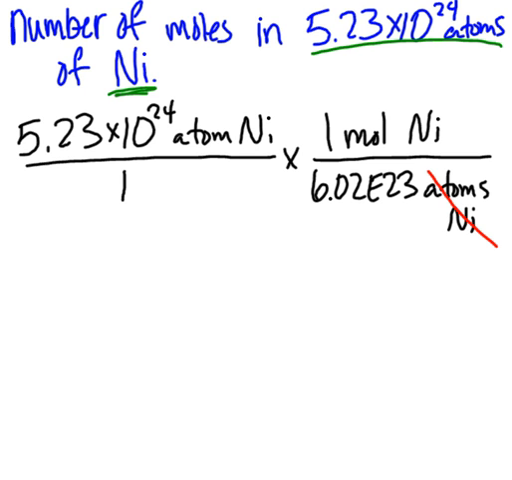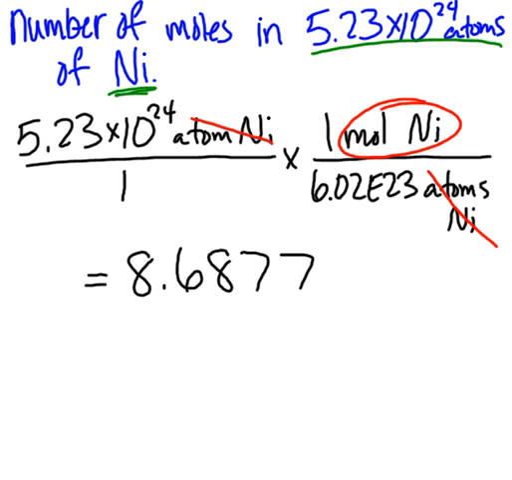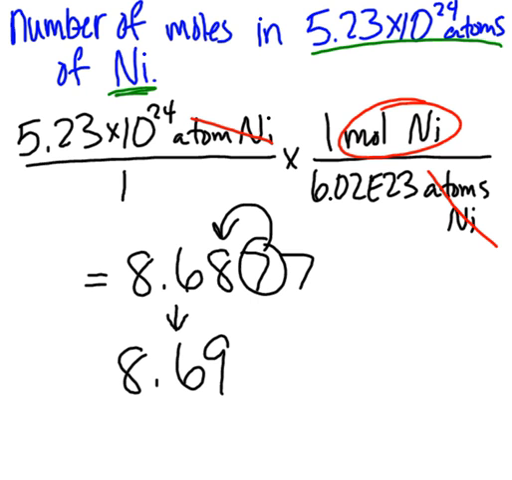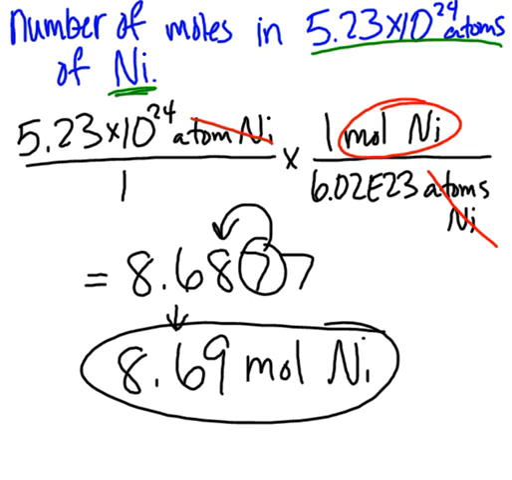Atoms of nickel cancel out. I'm left with moles of nickel. Enter it into my calculator, and my answer is 8.6877. Of course, looking at sig figs, in both cases I have 3 sig figs, so this number changes to 8.69. Okay, because I need to look at this number to determine what I do with that one. And my unit is moles of nickel. And that's my final answer.